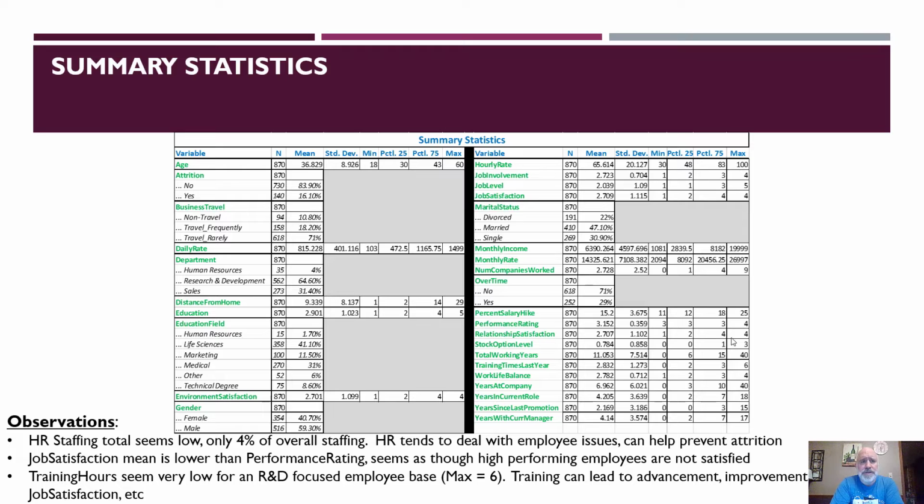So first here is just an overall summary of the data set that we were provided, as you can see here. And just taking a look at some overall observations, the HR staff in the company seems very low, only 4%. And HR, they tend to deal with employee issues, and they could actually help to prevent attrition. Also, the mean for job satisfaction is lower than the performance rating. So what that tends to indicate is that high-performing employees are not satisfied. And also training hours are very low for what appears to be an R&D focused employee base.